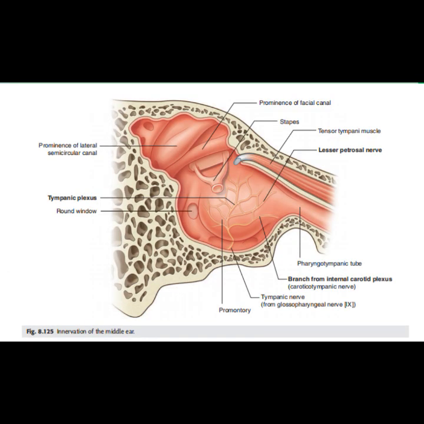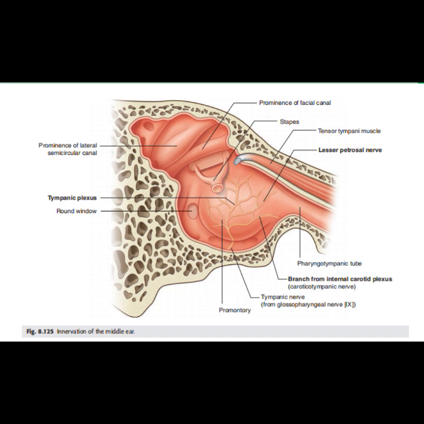Innervation. The tympanic plexus innervates the mucous membrane lining the walls and contents of the middle ear, which includes the mastoid area and the pharyngotympanic tube. It is formed by the tympanic nerve, a branch of the glossopharyngeal nerve, and from branches of the internal carotid plexus. The tympanic plexus occurs in the mucous membrane covering the promontory, which is the rounded bulge on the labyrinthine wall of the middle ear.